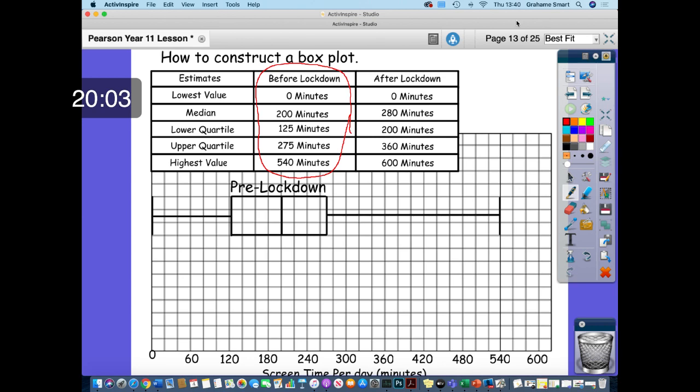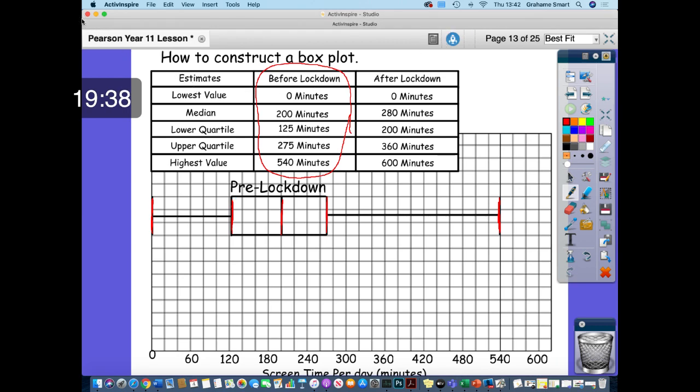We've got 0 as the lowest value, and you can see I've literally put that there. It's already on, but just so you can see, the highest value is 540. Upper quartile is here, median is here, and the lower quartile is here. That's the pre-lockdown data, and you can see how I've joined that. I've done it neatly, and I've very clearly labelled it.